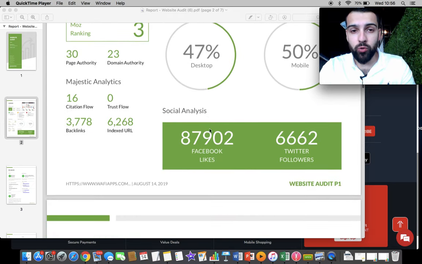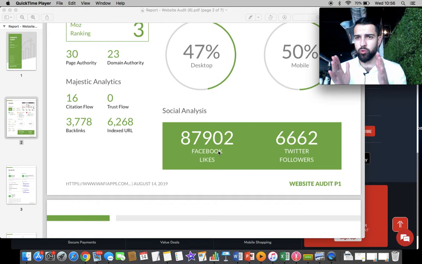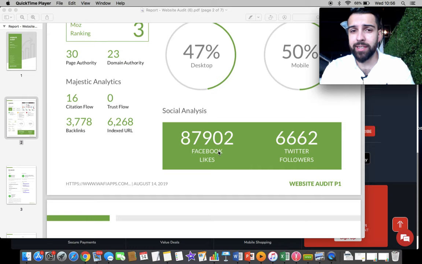Now when it comes to your social analysis, you've got nearly 100,000 likes on your Facebook page. I'm not too sure if those are bot likes or organic likes. It'd be interesting to know how you've actually generated those likes. The reason being, if you've bought likes on Facebook, it will basically mess up your Facebook pixel. So if you do any Facebook advertising in the future, it can have a negative knock-on effect. That is a question that I would pose to you.